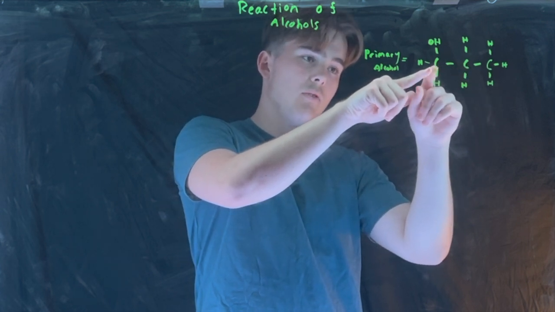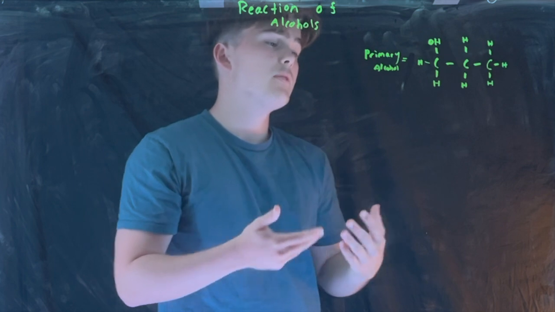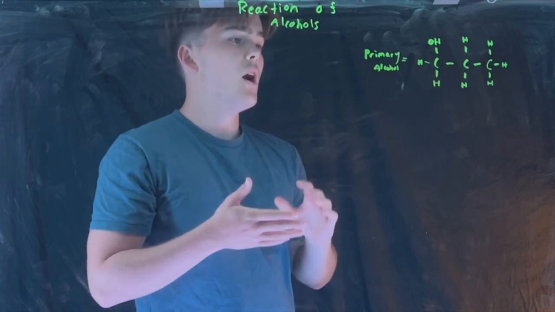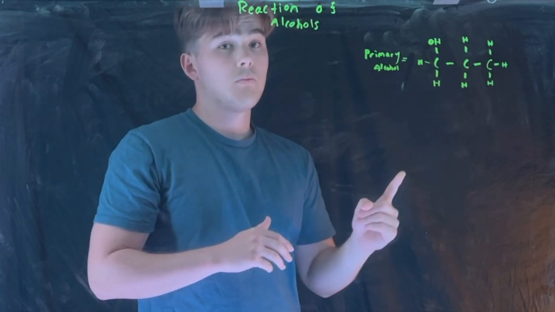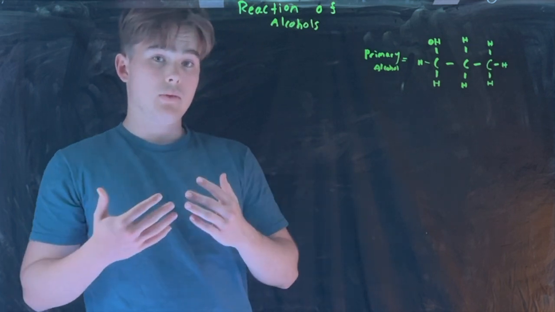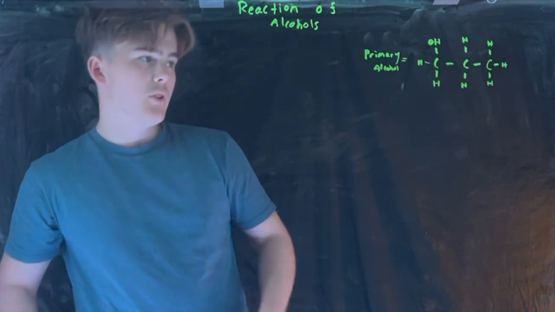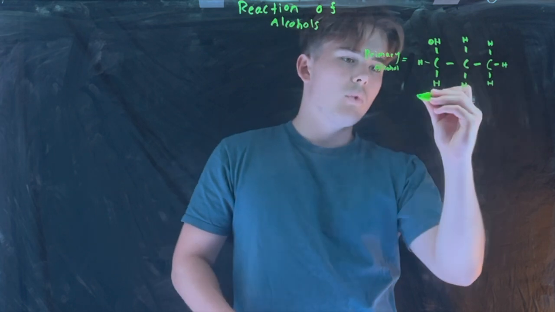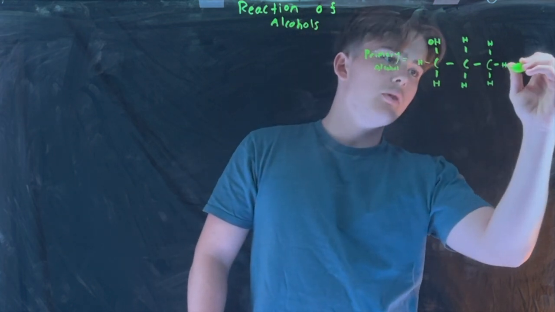In this case, we have 1, 2, 3 carbons. So this is going to be propane 1-ol, because that alcohol group is on the first carbon. So this one here is propane 1-ol.